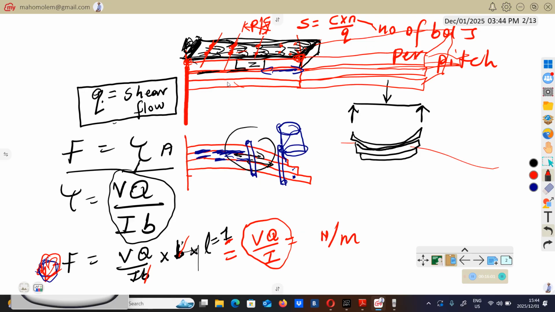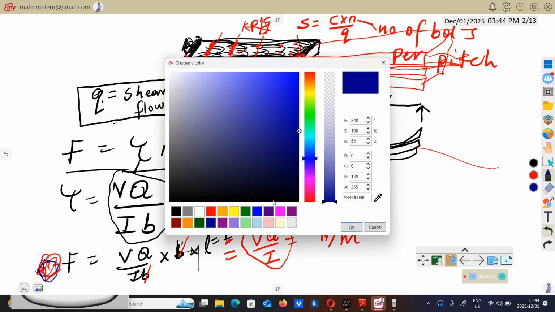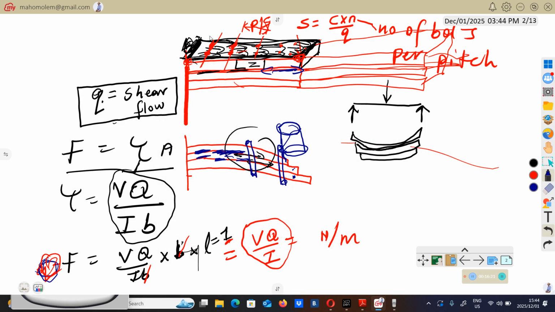Let me go back to this. Remember, you will have a pitch. Remember, in general, it's just a distance from one point to a corresponding point. So let's consider this from here. So from here to there is still the pitch. From here to there is still the pitch.